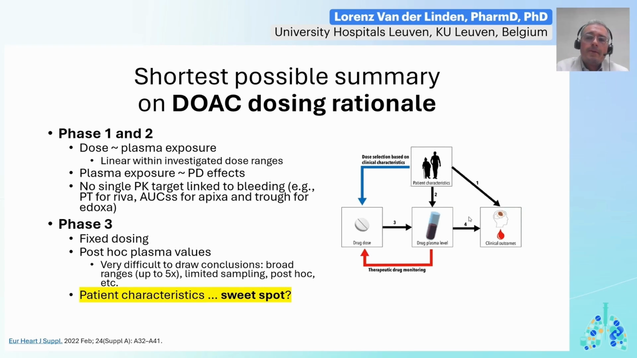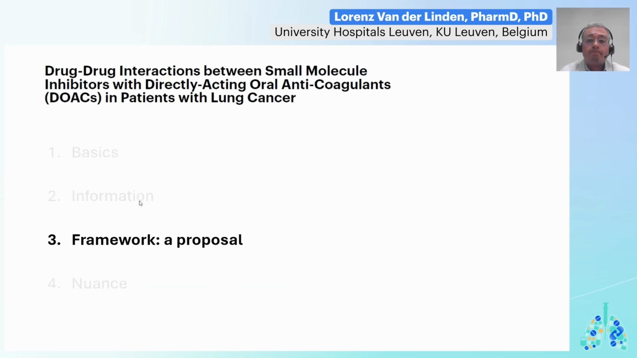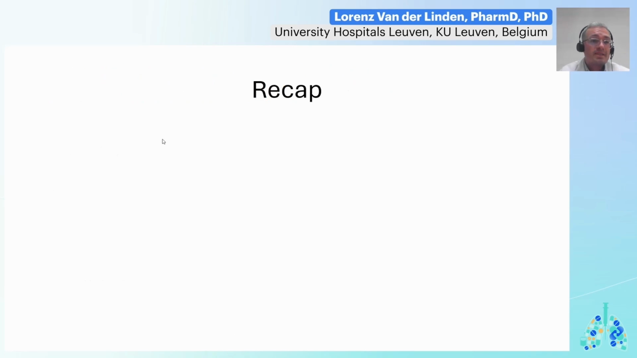Moreover, post-hoc on-therapy ranges were retrieved and documented, but they were very broad, and they were based on limited sampling performed as part of these phase 3 studies. And given the clinical results attained with such broad ranges, some argue that with DOACs we might have ended up with a sweet spot. And taking all of the above together, I propose to you now a pragmatic framework.